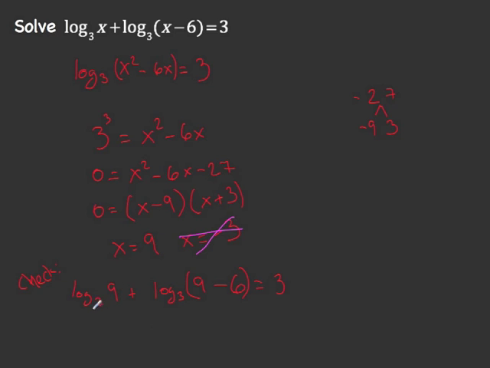Now the log base 3 of 9, 3 to what power gives me 9? Well, that's 2. 3 squared equals 9. 9 minus 6 is 3. 3 to what power equals 3? Well, that's one of our identities. It's 1. So does 2 plus 1 equal 3? Yes, it does. So our answer is 9. That's the only answer we have. So the laws of logarithms really come in handy when we want to rewrite something, or when we're given values for logarithms and we can figure out the actual value for the whole thing.